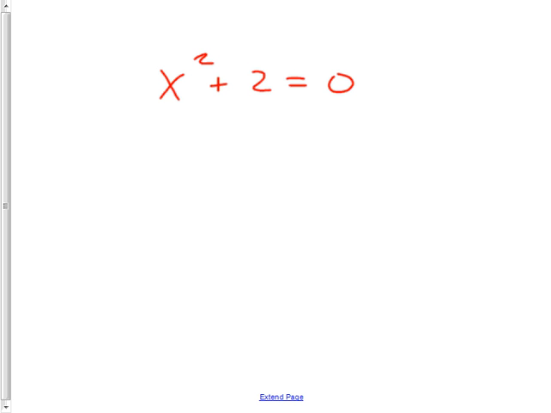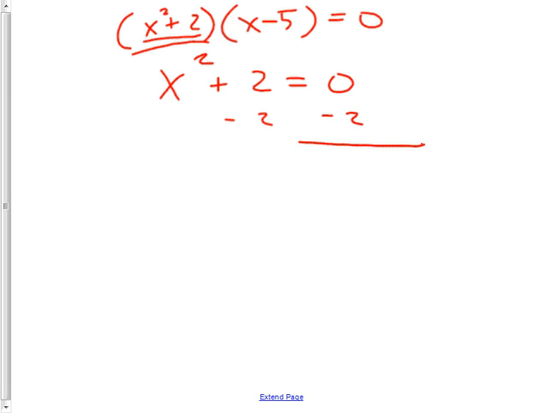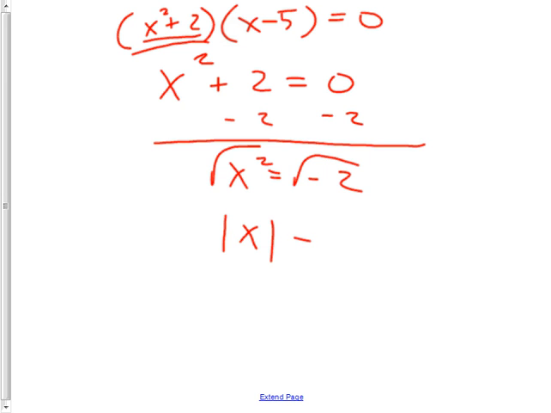So that's as if the problem had been x squared plus 2 and like x minus 5, and it got all factored to that. We'd set this part equal to 0. All right, so subtract 2 from both sides. x squared equals negative 2. Now I square root, and absolute value of x, I hope you remembered.